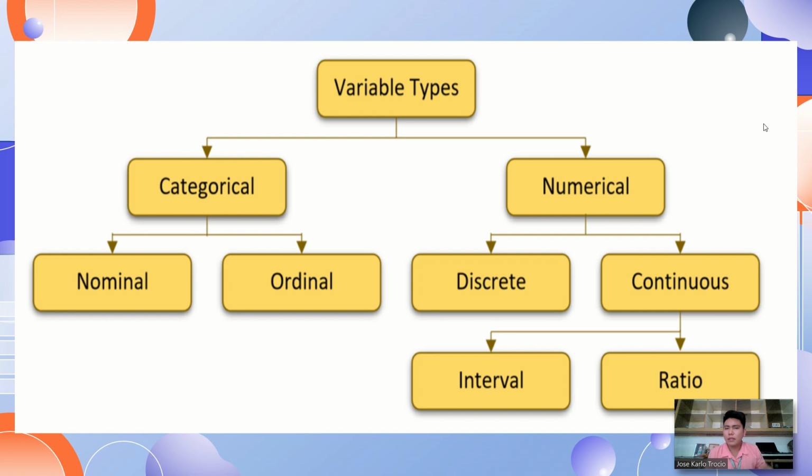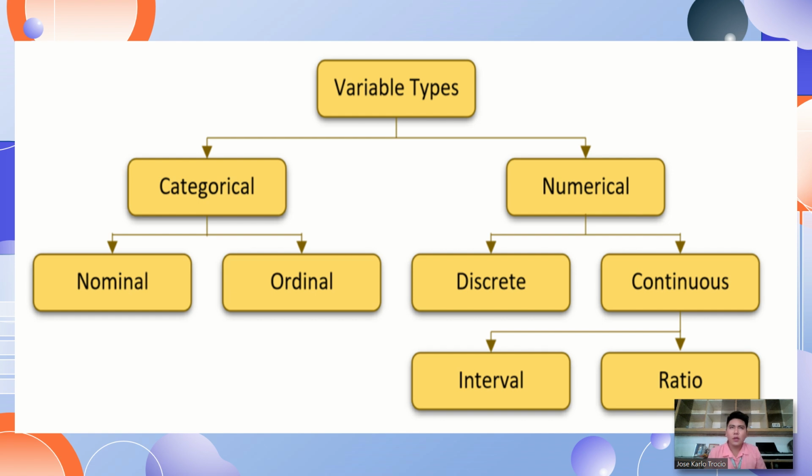Let us once again review the types of variables. You have the categorical versus numerical. Again, categorical is more on describing something or somebody in words, while numerical is more on numbers.